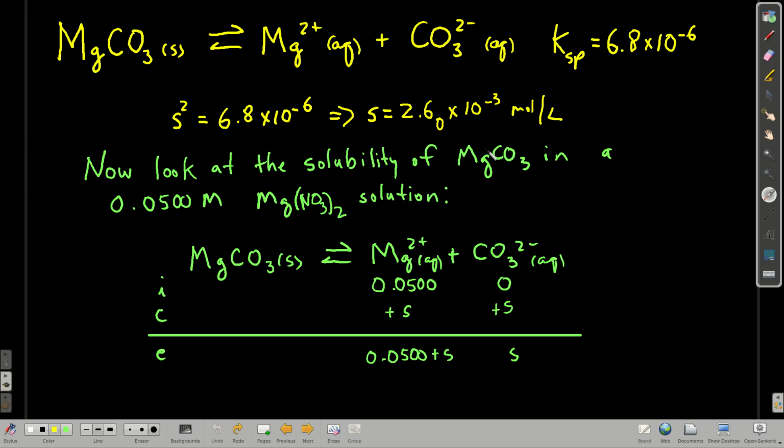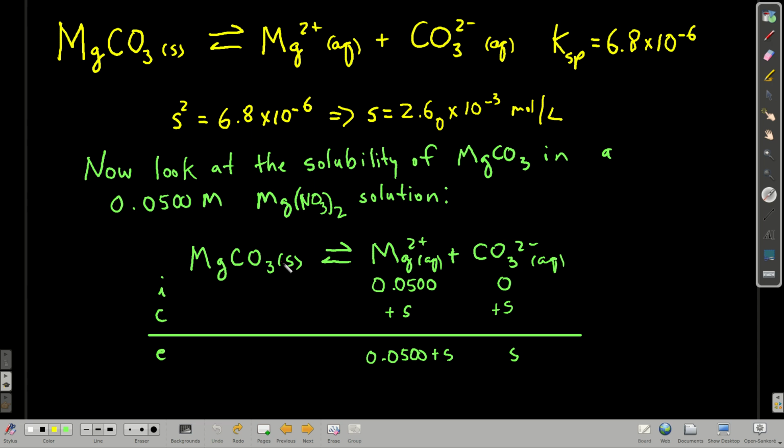Now, let's look at what happens when we add a common ion, that is magnesium, in the form of magnesium nitrate. The nitrate doesn't matter. It does not precipitate with anything. It's not involved in any of the chemistry in the solution. It's just there so we can get the magnesium ion into solution. And let's say we have 0.0500 molar magnesium nitrate. When we add that to the solution, it's the magnesium that we care about.